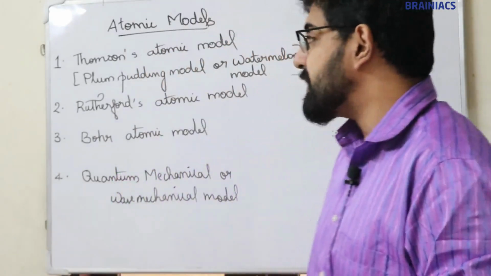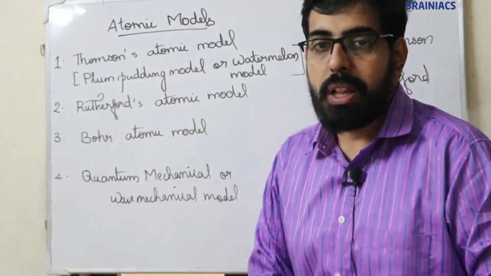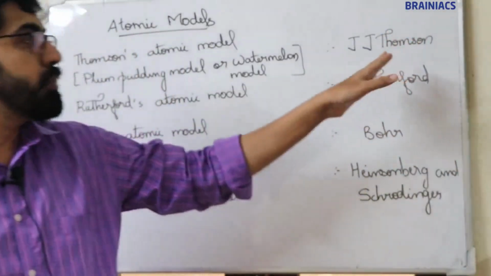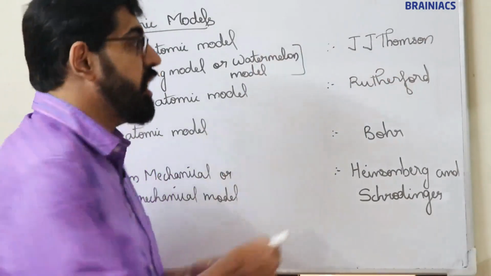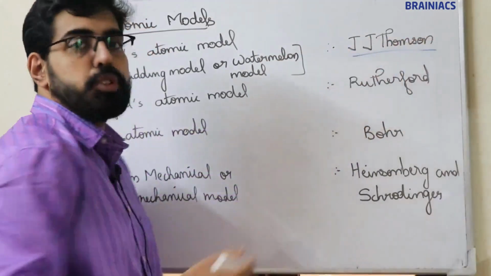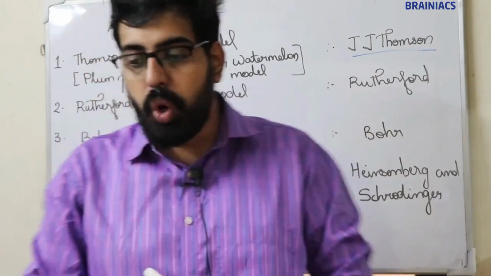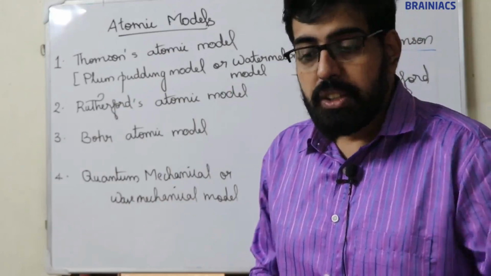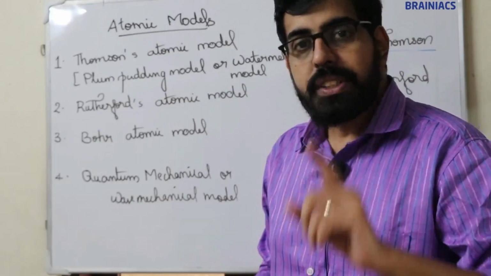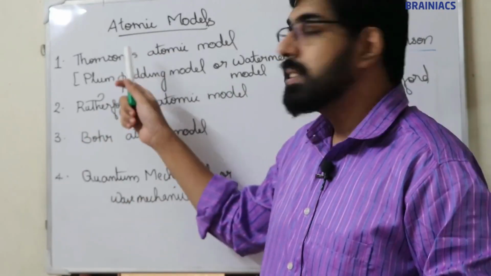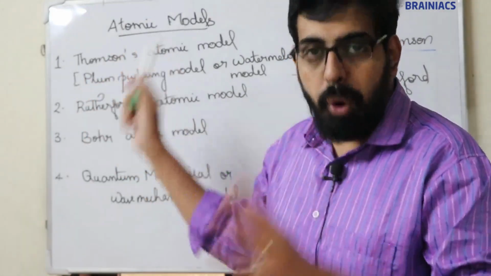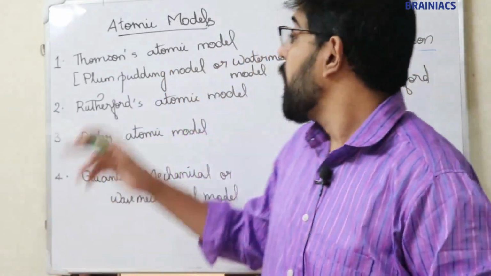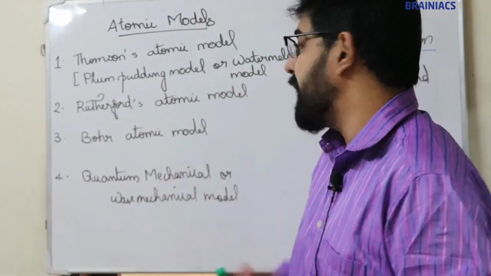The first among them is Thomson's atomic model, and this model was proposed by J.J. Thomson. This model is also known as the plum pudding model or watermelon model.